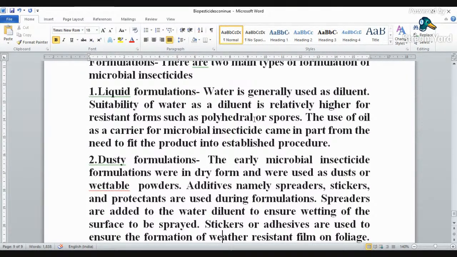The use of oil as a carrier for microbial insecticide can be used. It came in part from the need to fit the product into established procedure. Means sometimes oil can also be used as a carrier for the microbial insecticide.